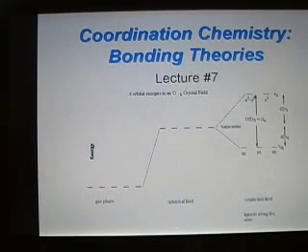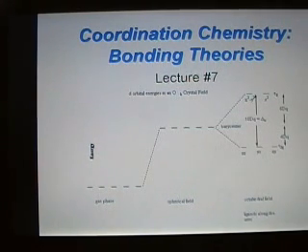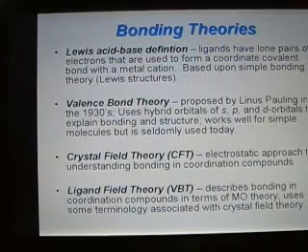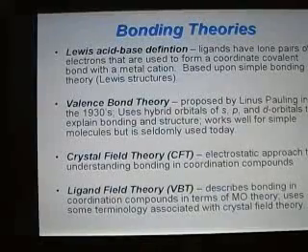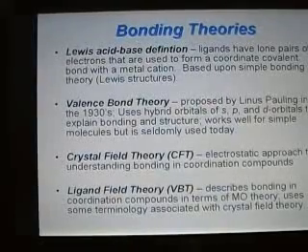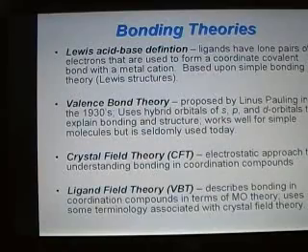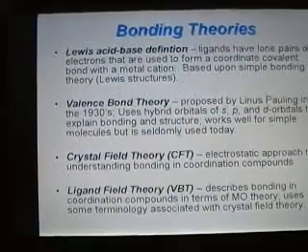Now let's turn to some bonding theories. What we're going to do tonight is start talking about the different types of bonding theories that are seen in coordination compounds. We're going to talk about really three different types. We're going to talk a little bit about the Lewis acid-base definition. I'll briefly mention valence bond theory, and then we'll really work with crystal field theory mainly.